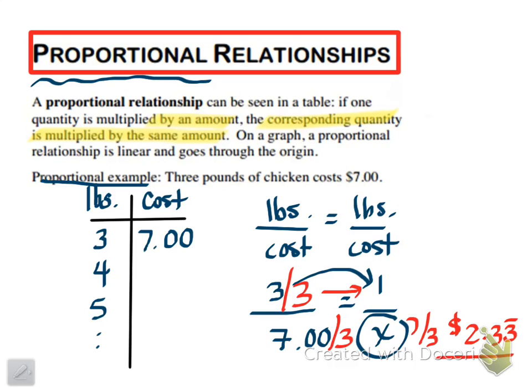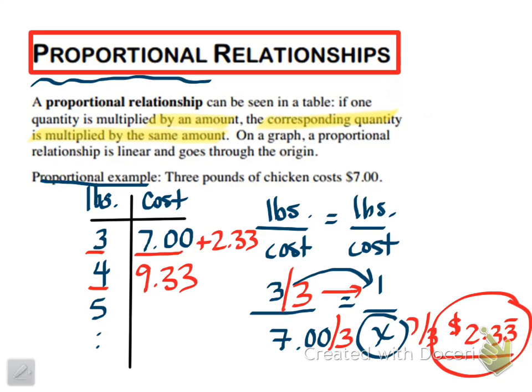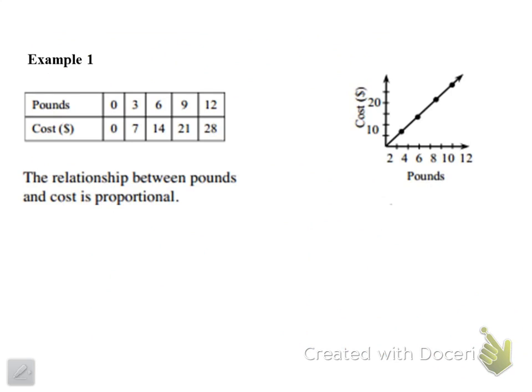Okay, so now since we know what 1 pound of chicken costs, we can then find a pattern or proportional relationship for how much it's going to cost for each additional pound. So if 3 pounds cost $7, but we know that 1 pound costs $2.33, we can add $2.33 to $7 to get how much 4 pounds would be. So that would be $9.33. And ultimately, what it's trying to tell you is when you have a proportional relationship on a graph, we're going to have something that's linear that goes through the origin, which we will see on the next page here.